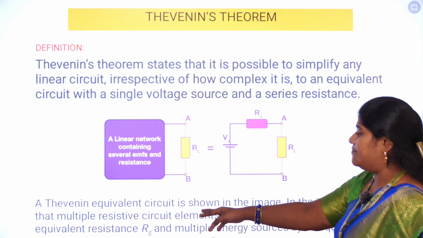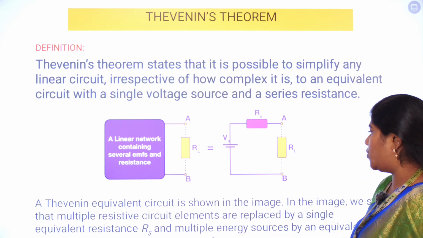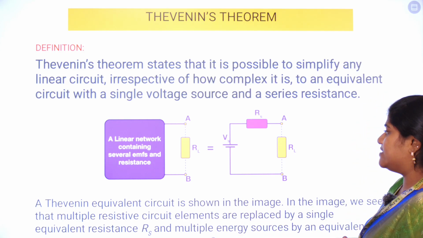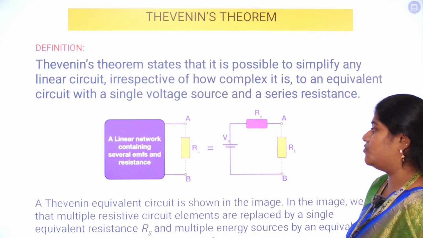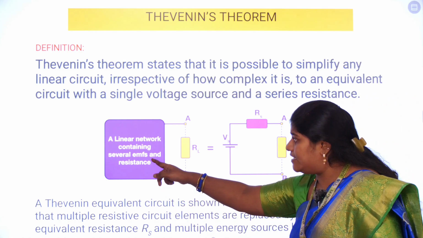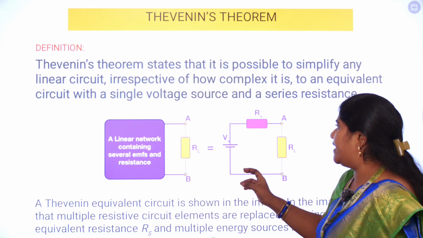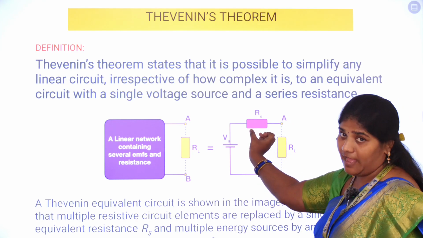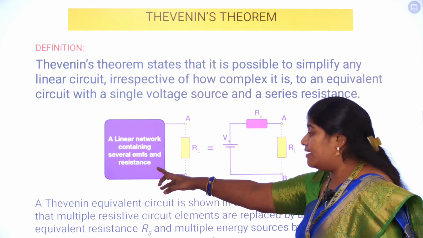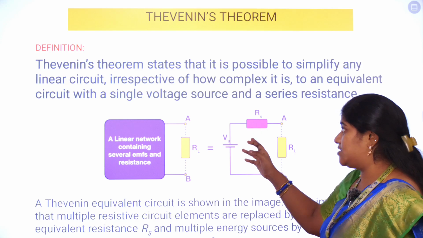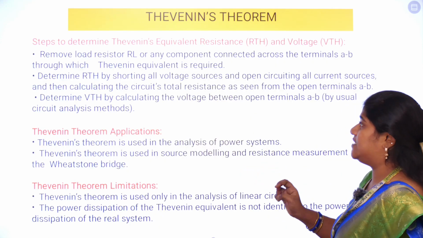As you can see, a Thevenin's equivalent circuit is shown in the image. Here we can see a multiple resistive circuit. So here you can see multiple resistances, right? A collection of resistors is now being replaced by an equivalent resistance Rs, and multiple EMFs are replaced by Vs. So this is how the definition of Thevenin's theorem goes.